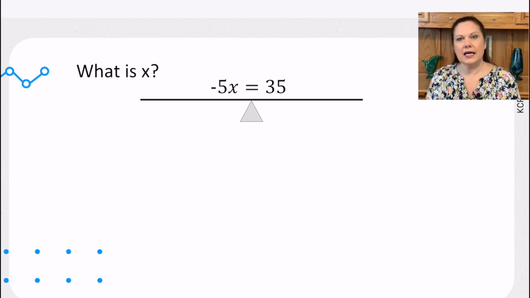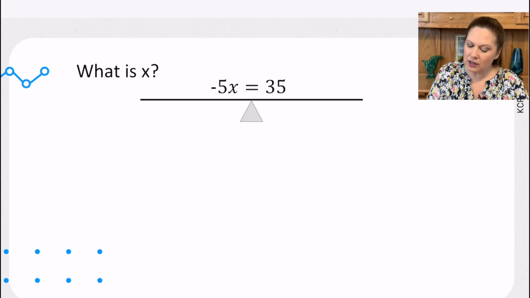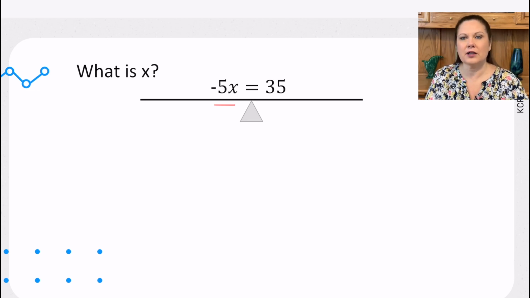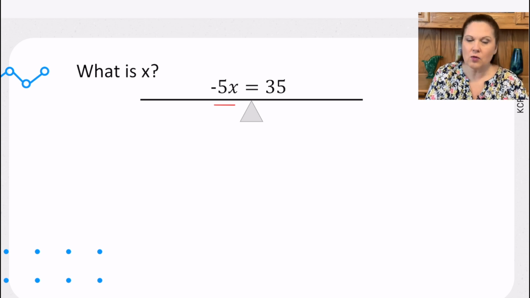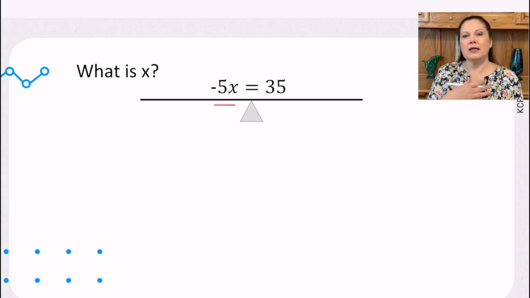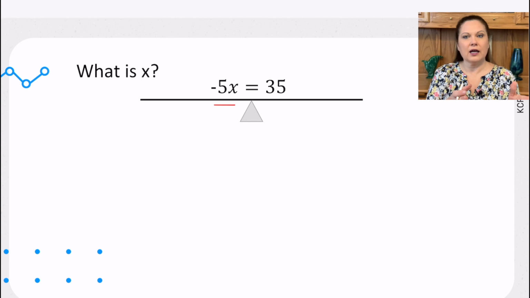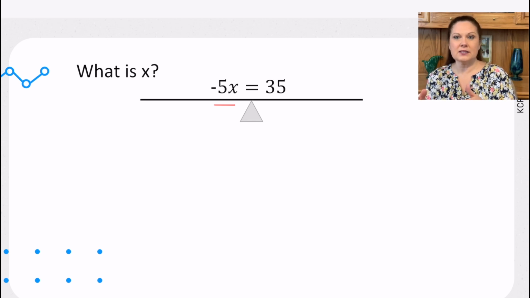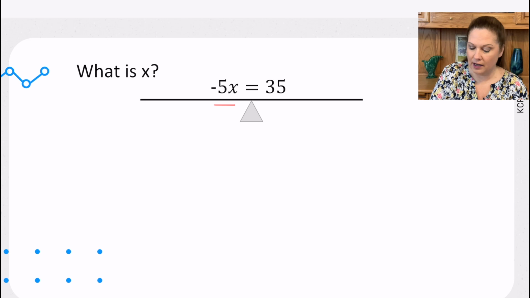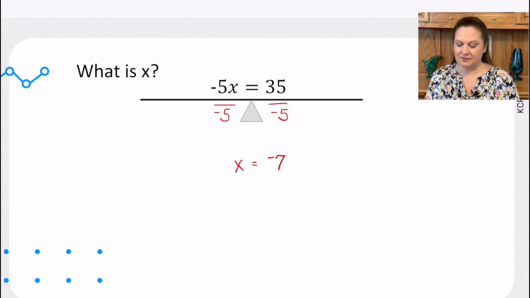Let's do one with multiplication. What's the opposite of multiplication? Awesome, it's division. So what we're going to do is use a fraction bar to represent our division. Notice, it's negative 5 times X is equal to 35. Well, remember, we're going to undo it. So instead of multiplying times negative 5, we're going to divide by negative 5. So we're going to divide by negative 5, divide by negative 5. Okay, X is going to equal, yeah, I heard it, negative 7. Good job.